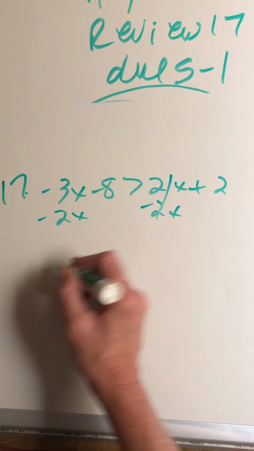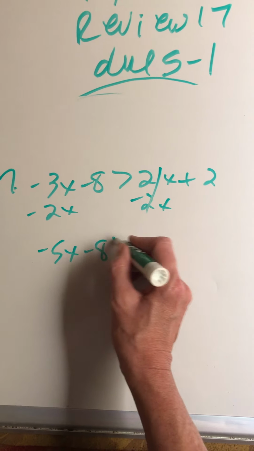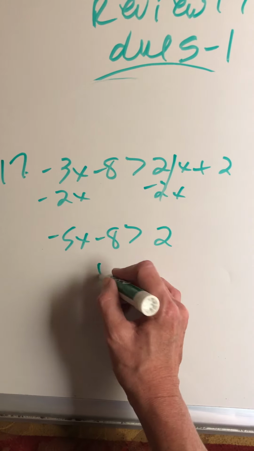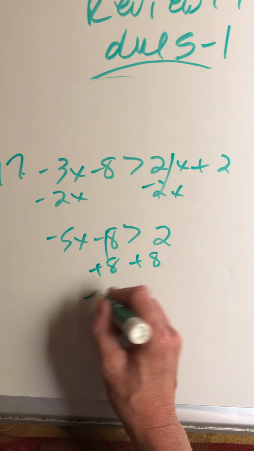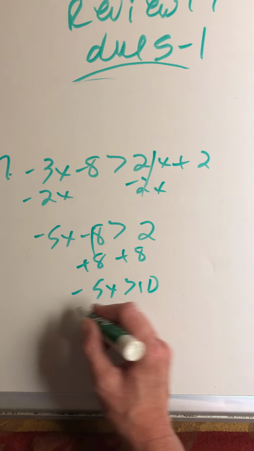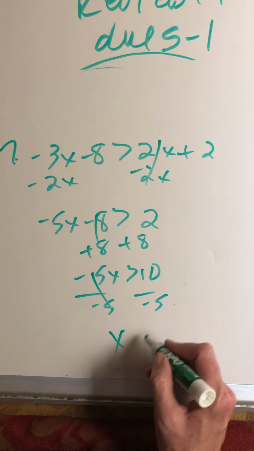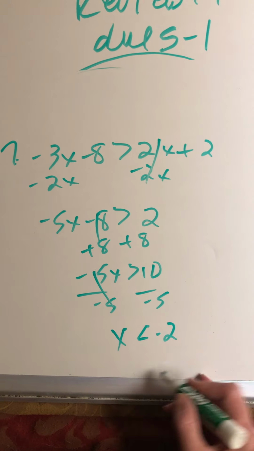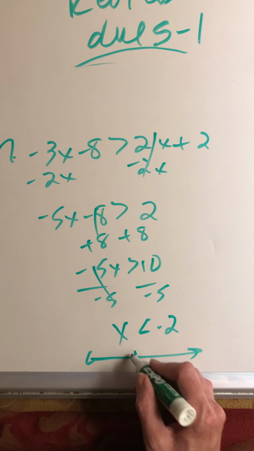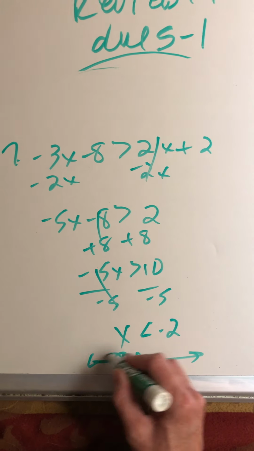So we subtract 2x from both sides, so negative 5x minus 8 greater than 2. Then I add 8 to both sides, so negative 5x greater than 10. Divide by negative 5. I'm dividing across an inequality by a negative, so I flip the inequality. So x is less than negative 2. So open circle on negative 2, shading to the left.